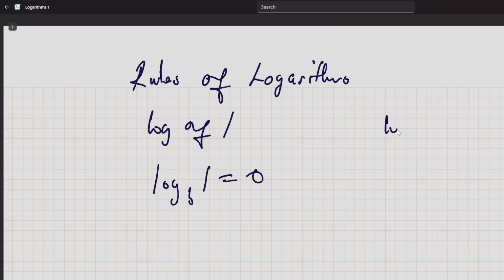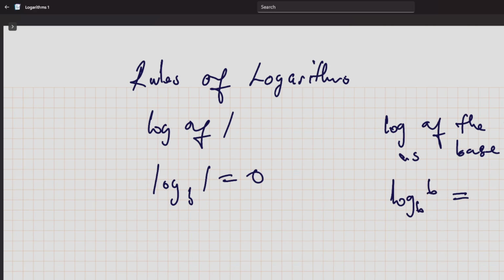We have log of the same number as base. This states that the logarithm of b to base b is equal to 1. The logarithm of b to base b is equal to 1.